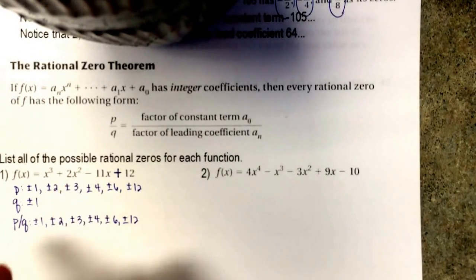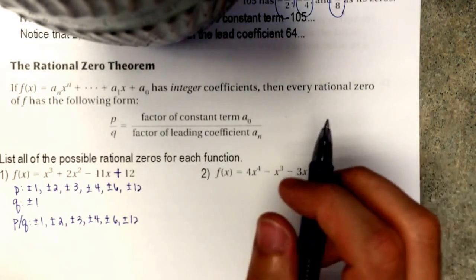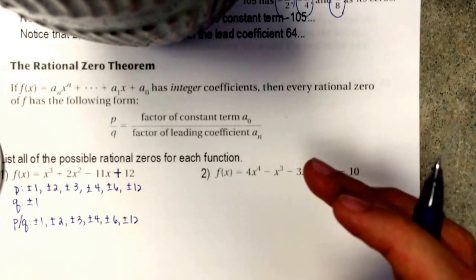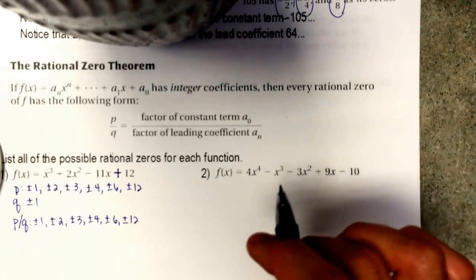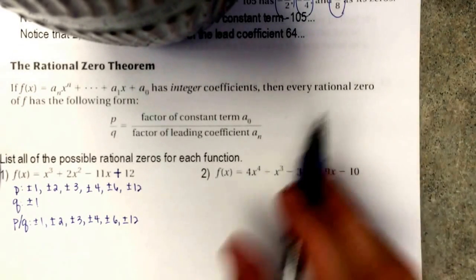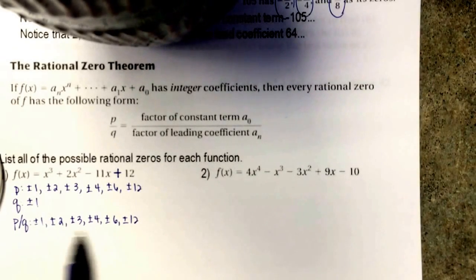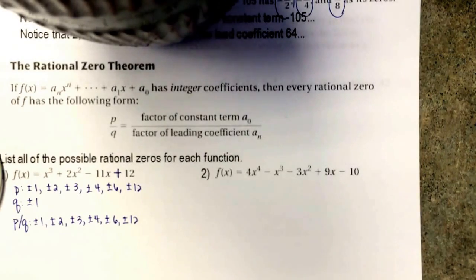So I know that when I try numbers in synthetic division, I don't need to try numbers like 5, or numbers like 7, or numbers like 1/2, or -3/4, or 2/3, because none of those numbers that I just said are on my list. These are the only possible ones that could work using synthetic division.